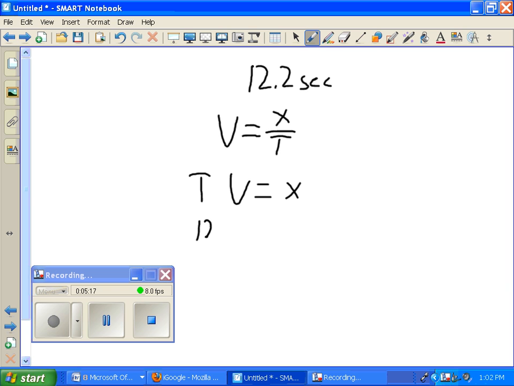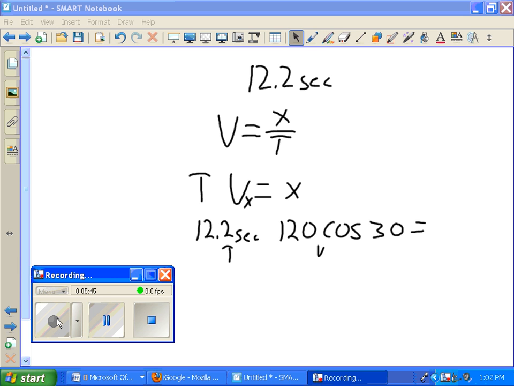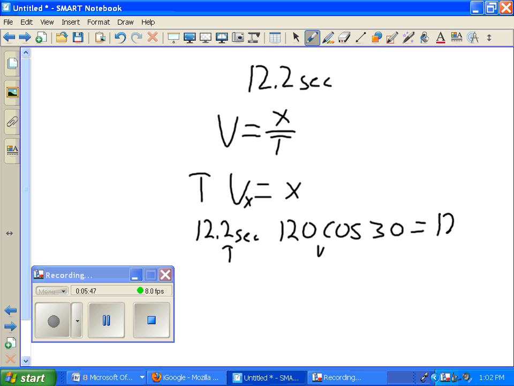So I've got time is 12.2 seconds. Velocity in the x direction equals, in this case, 120 times the cosine of 30. I multiply these together, velocity and time, and that's going to give me the range in that direction. And that equals 1267 meters.